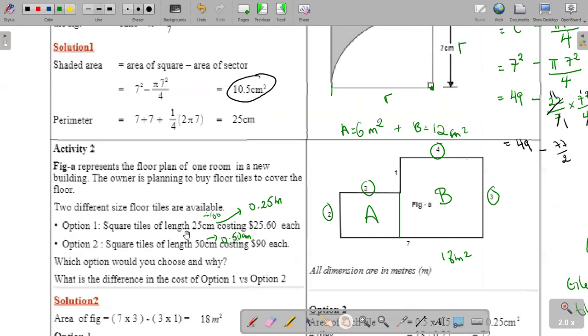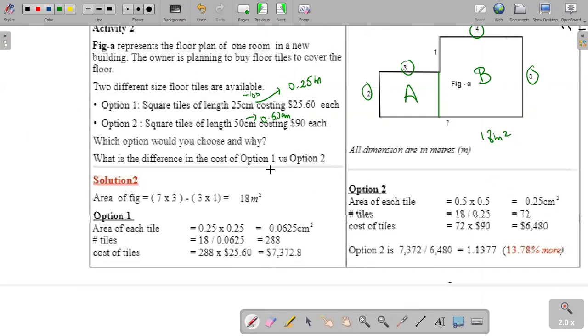They gave us the length. So you see, I even made a mistake here by assuming that it was the area. They didn't give us the area of the tile. They gave us the length of one side. Everybody with me? And what type of shape is that? A square.